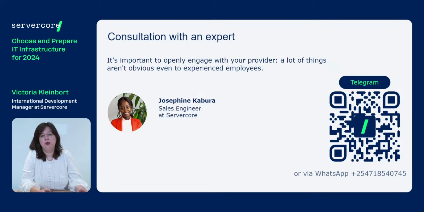It is important to openly engage in this conversation with your provider, because some things are not obvious. We sometimes have examples when a client comes to us and says, "I have a finished list of what I need, like a set number of virtual processors, a certain amount of memory." But instead, just share the details of what you are planning to achieve with your project. That will help you and your provider to bring the best solution, to create the best setup for your tasks.